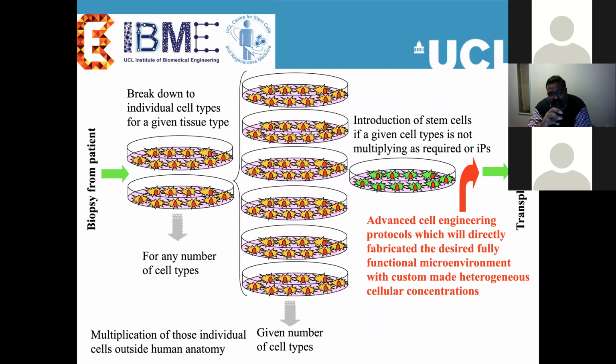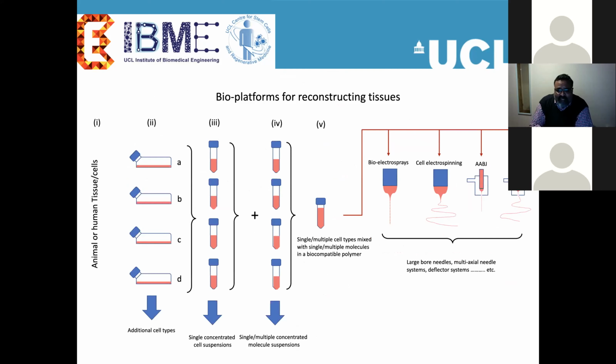Now, the idea of taking bioelectrosprays and cell electrospinning to the tissue engineering endeavor is, I told you, that we take a biopsy from a patient, grow the cells outside the body in individual populations, and whatever population doesn't grow, we bring in induced pluripotent stem cells. What we then do is take all those cells, mix them with a polymer, and build a tissue. And that's where we come into it. This is an image to show you the schematics of it.